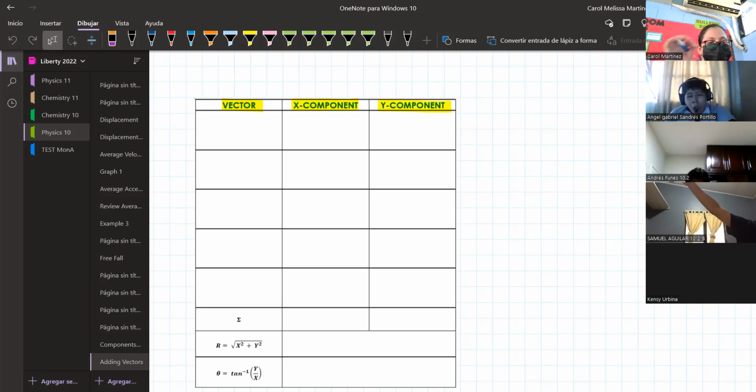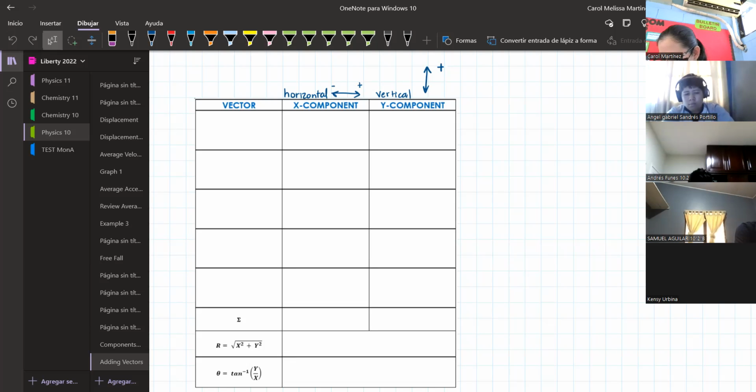Remember that the x component is the horizontal component, and the y component is the vertical component. So when we have the horizontal axis, we see an axis like the one I showed you, where the right side is positive and the negative side is the left. And in the case of the vertical axis, upward is the positive direction, and downward is the negative direction.